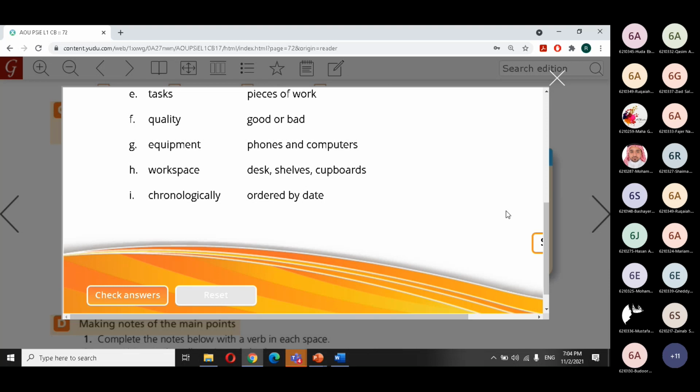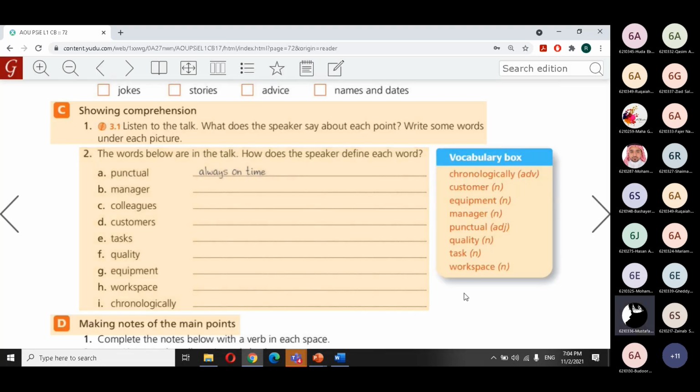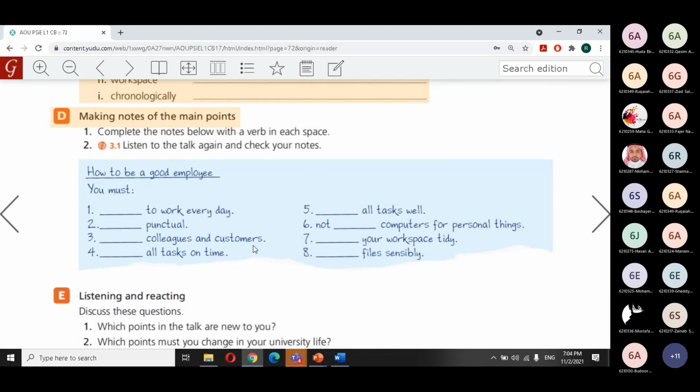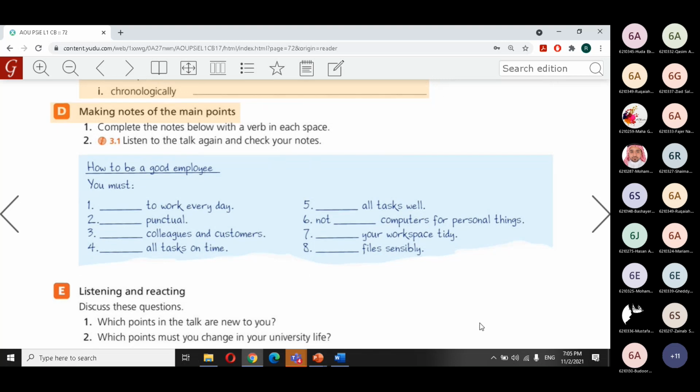So he mentioned in the listening 2 ways for organizing the files: alphabetical and chronological. Alphabetical means by name, chronological means by date. We are not going to listen again, unless it's very long, but I will check your memory.